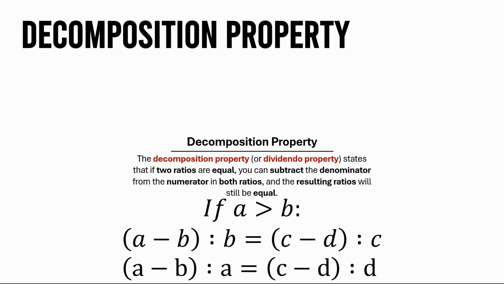The decomposition property, or dividendo property, states that if two ratios are equal, you can subtract the denominator from the numerator in both ratios, and the resulting ratios will still be equal. If A is to B as C is to D, then A minus B is to B as C minus D is to D, and A minus B is to A as C minus D is to C.